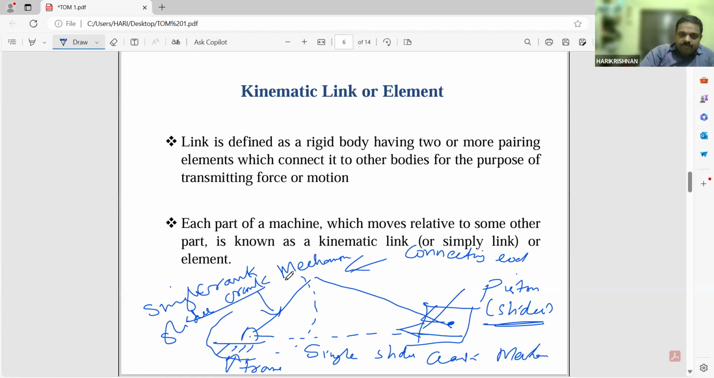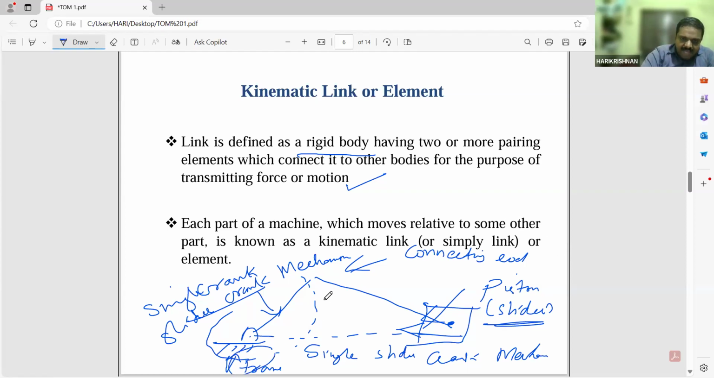Okay, so what is a link? What do you mean by a rigid body? Can anybody explain what is a rigid body? It is nothing but a body which will transmit force, okay, with little deformation. That type of body is known as rigid body. A link is defined as a rigid body having two or more pairing elements which connects other bodies for the purpose of transmitting force or motion. So each part of a machine which move relative to another part is known as kinematic link or element.